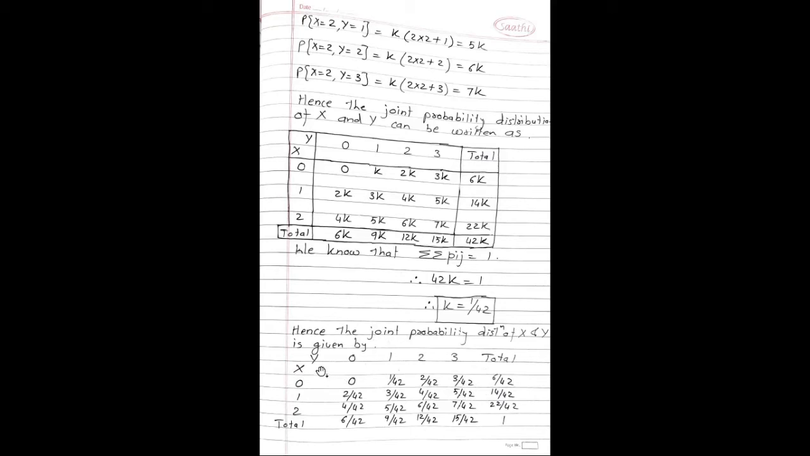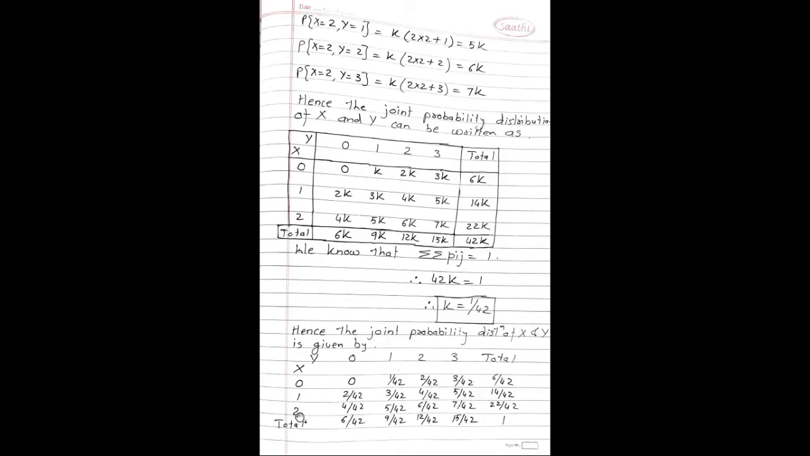x is equal to 1, y is equal to 0. The probability is 2k, so 2 upon 42. x is equal to 1, y is equal to 1. The probability is 3k, so 3 upon 42. x is equal to 1, y is equal to 2. The probability is 4 upon 42. x is equal to 1, y is equal to 3. The probability is 5 upon 42.